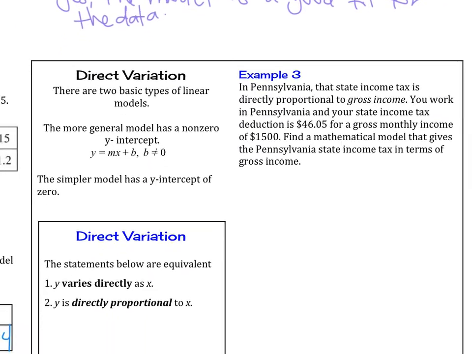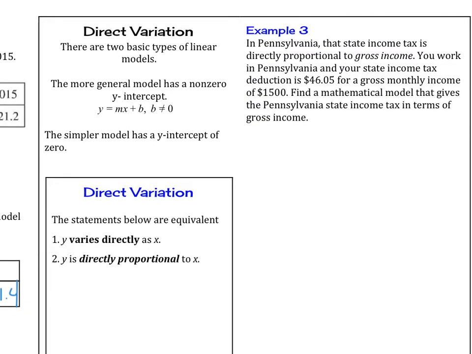Let's take a look at direct variation. There are two basic types of linear models. The more general model has a non-zero y-intercept. So we know this one. The simpler model, though, has a y-intercept of 0. We're going to use k as our constant of proportionality. So the statements below are equivalent: y varies directly as x, or y is directly proportional to x. And so we can write this as y equals k times x.